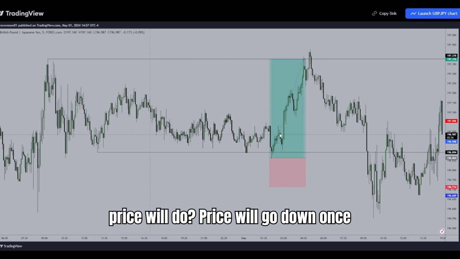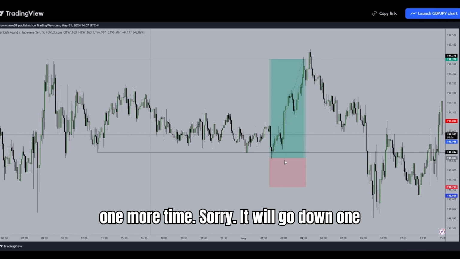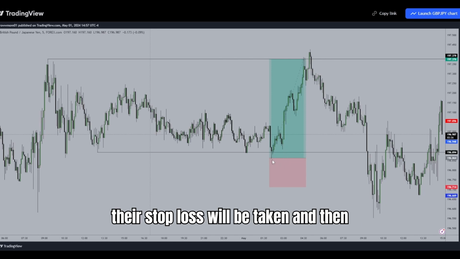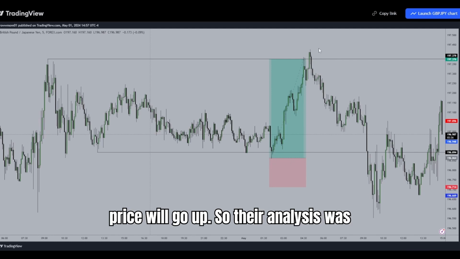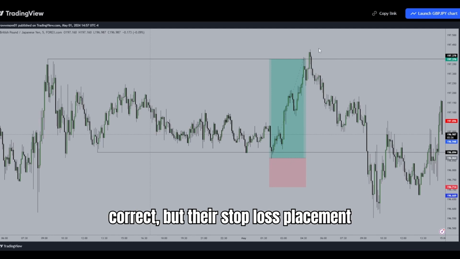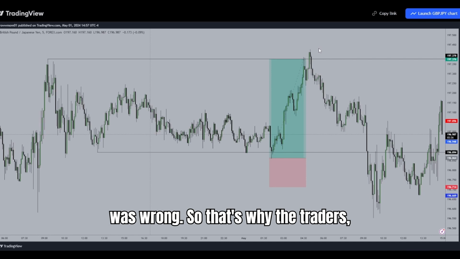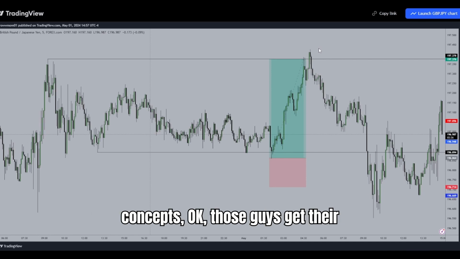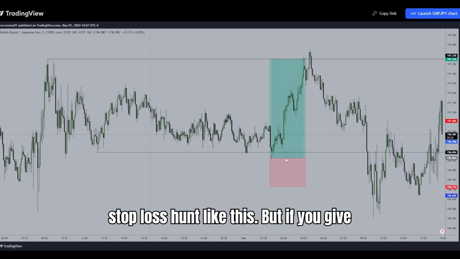Then price goes down one more time, takes this low, and their stop loss is taken, and then price goes up. So their analysis was correct, but their stop loss placement was wrong. That's why the traders who are trying to trade smart money concepts get their stop loss hunted like this.